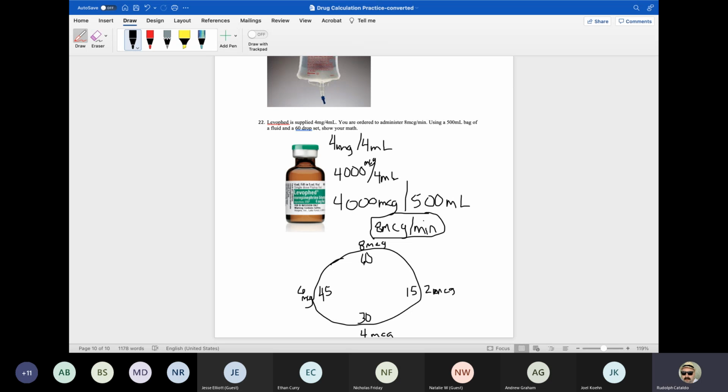If I want to give 8 micrograms, how many drops am I doing? 60. Yeah, that's all it is. That would be the answer to that question, 60 drops per minute. And if I was using a 15 drop set, then I would just put 15 at the top, and then 7.5 would go at the bottom, and then 3 and a quarter would be next to it.